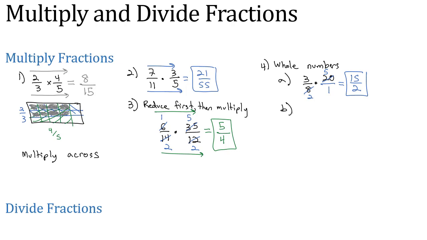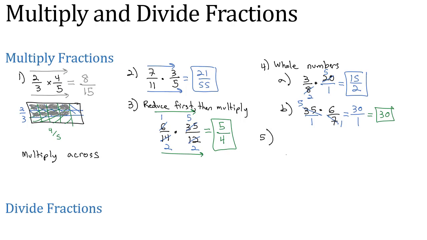Let's try one more. Let's try 35 times 6/7. Again, I can treat that 35 as a fraction by putting it over 1, and then reduce. 35 and 7 are both divisible by 7. 35 divided by 7 is 5, and 7 divided by 7 is 1. Multiplying across, 5 times 6 is 30. Over 1 times 1 is 1. And of course, we can reduce 30 over 1 to just 30, because dividing by 1 doesn't really change the value.